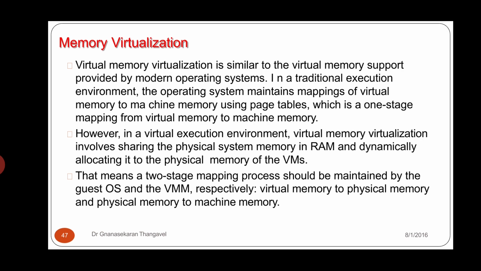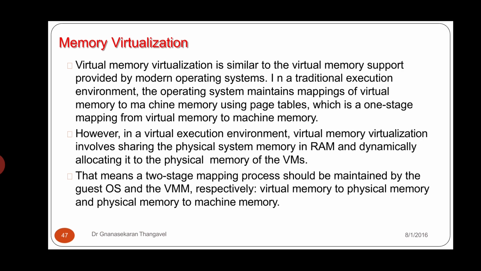Virtual memory is a concept similar to virtualization, and it is provided by modern operating systems. In the traditional execution environment, the operating system maintains the mappings of virtual memory to machine memory by using tables called page tables, which is a one-stage mapping from virtual memory to machine memory.